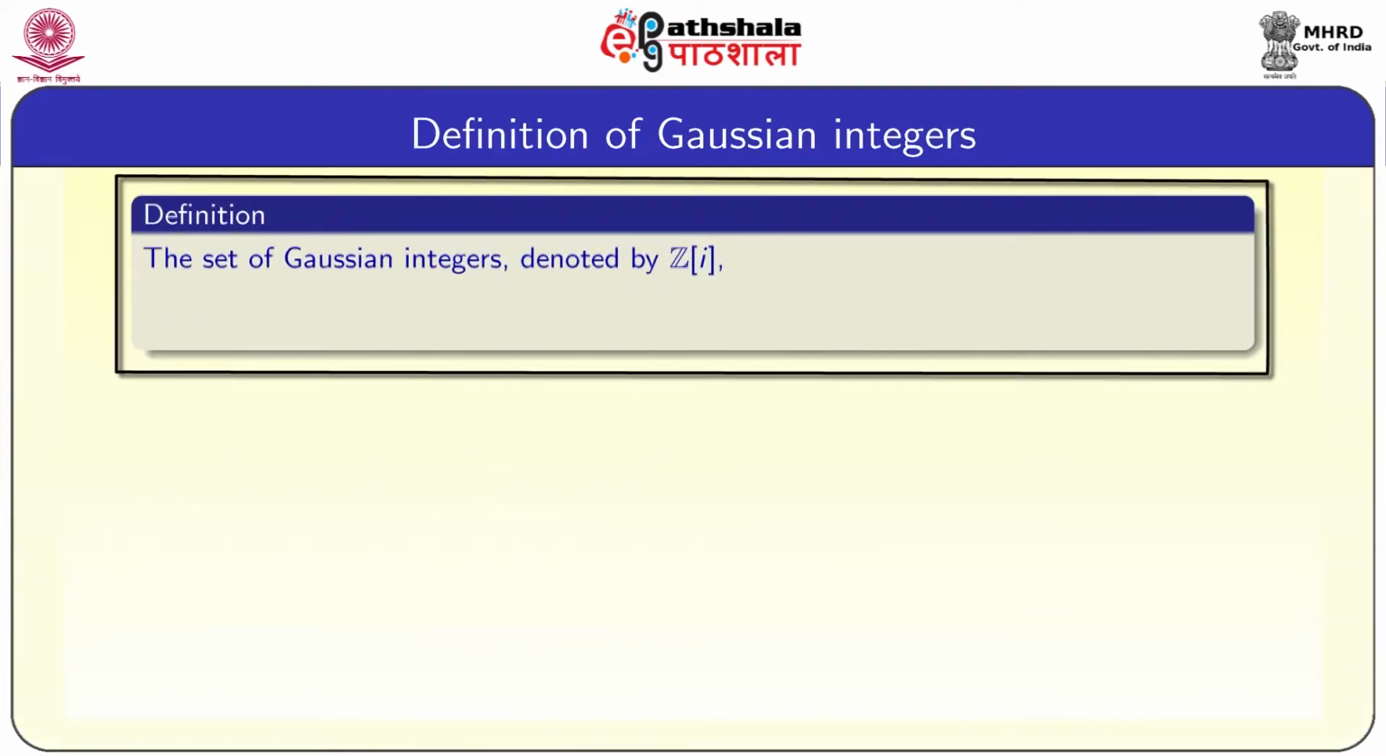So, definition of Gaussian integers. The set of Gaussian integers is denoted by Z[i], where i squared equals minus 1. It is defined as Z[i] equals x plus iy such that x, y are integers. So, the Gaussian integers look like complex numbers. In the complex numbers x and y are real numbers, whereas in the Gaussian integers x and y are integers.